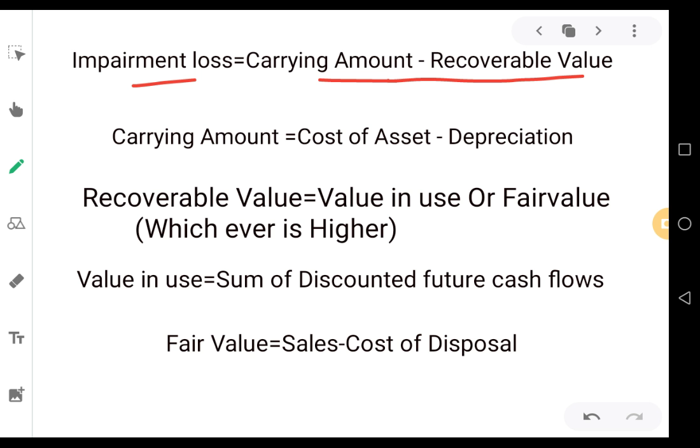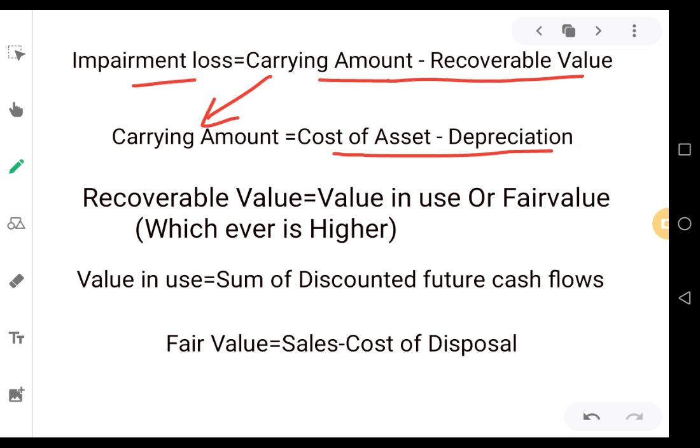Then what is this carrying amount? How do we calculate this carrying amount? Carrying amount of an asset is nothing but cost of the asset minus depreciation. Cost of the asset is the purchase price of the asset. As per IAS 16, when you acquire an asset, or when you build or construct an asset, the cost spent on acquiring or constructing it will be your cost of asset. So, initial purchase price, initial acquisition cost.